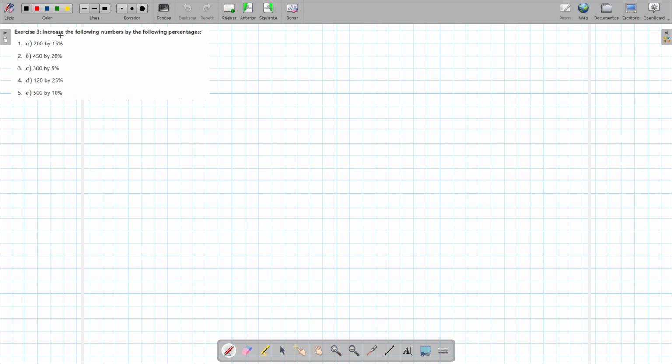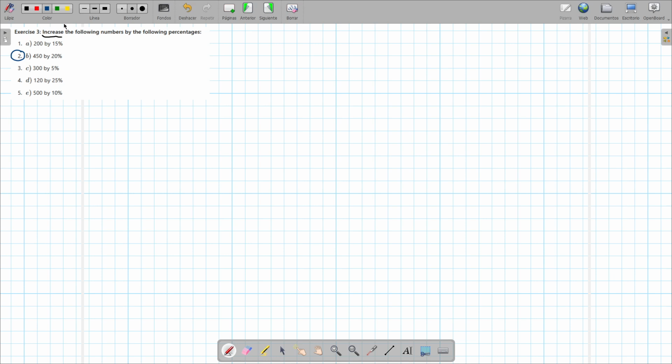This third exercise we have an increase problem. Well, it's not a problem, just an exercise. When we have to increase something, as an example, I will make the example number 2.